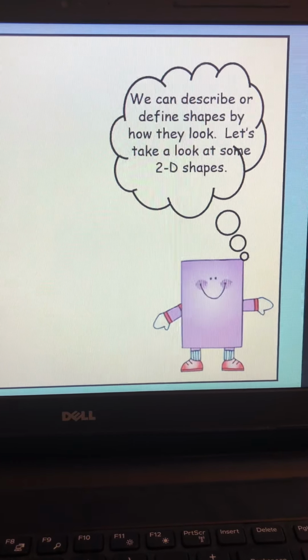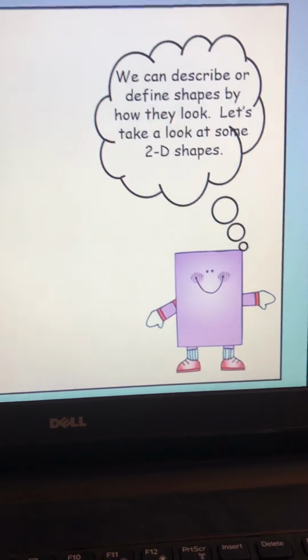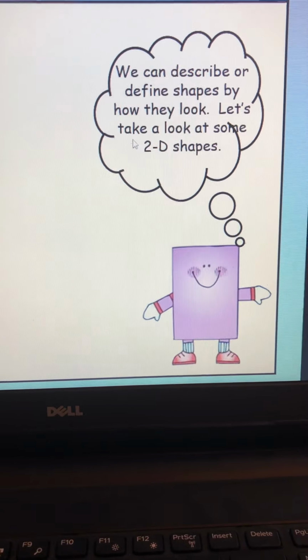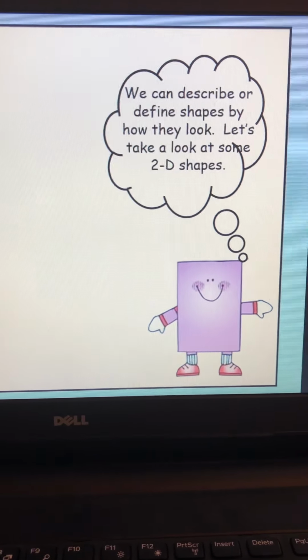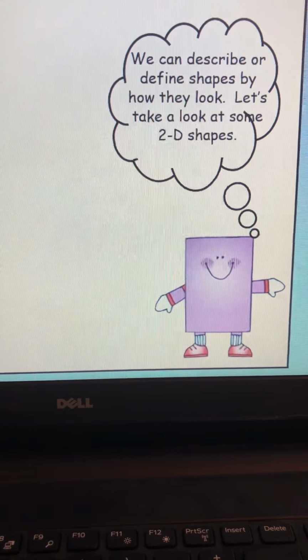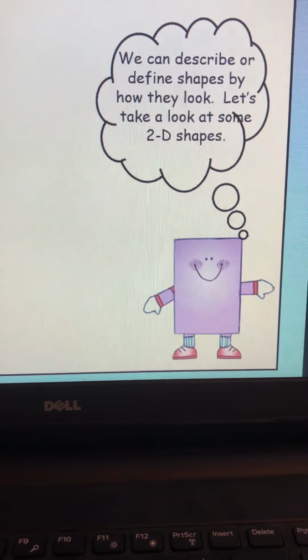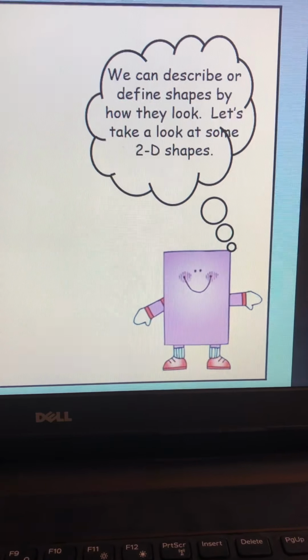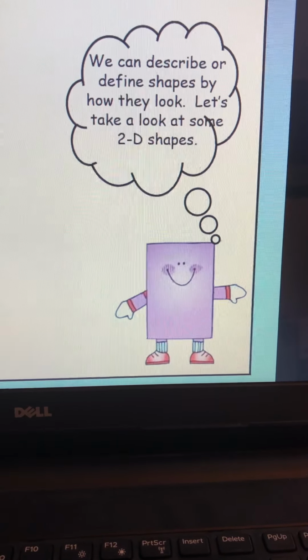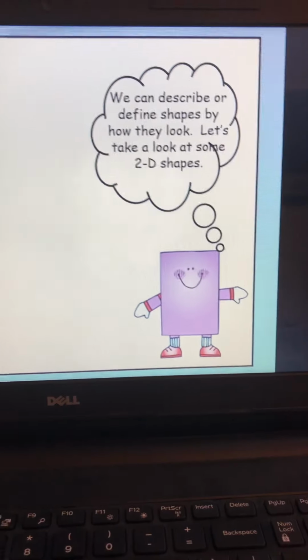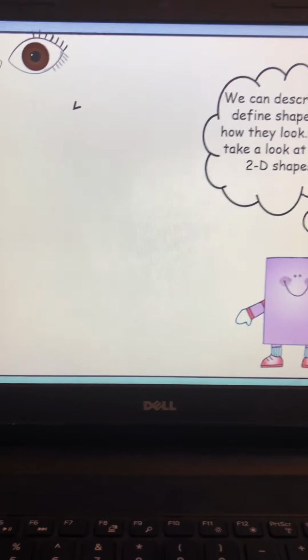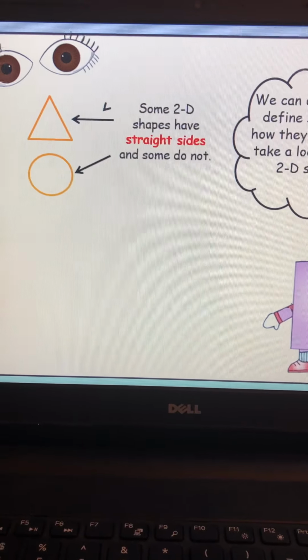Let's look at some 2D shapes. So 2D just means flat. And most of the shapes that you're familiar with are shapes that are flat. Like a ball's not a 2D shape because that's round. We're just going to focus on 2D or flat shapes today.